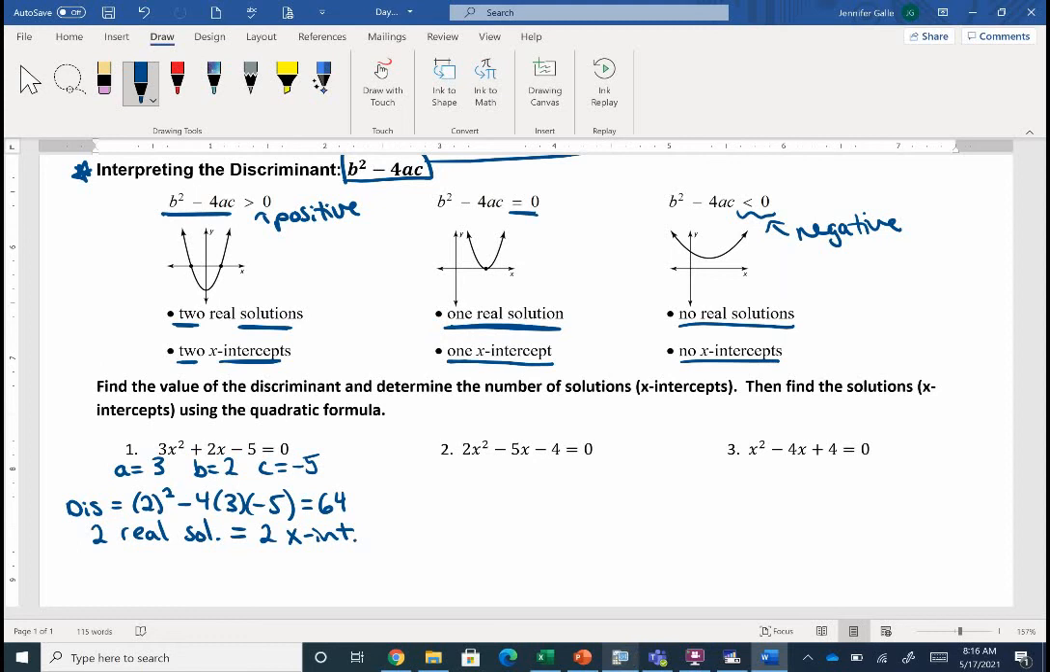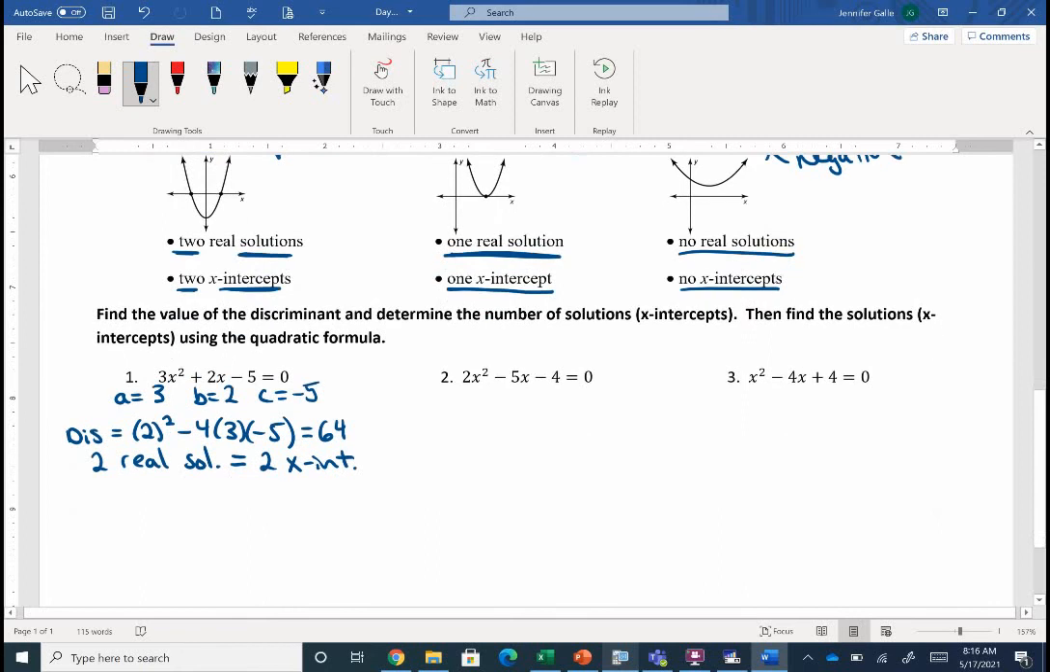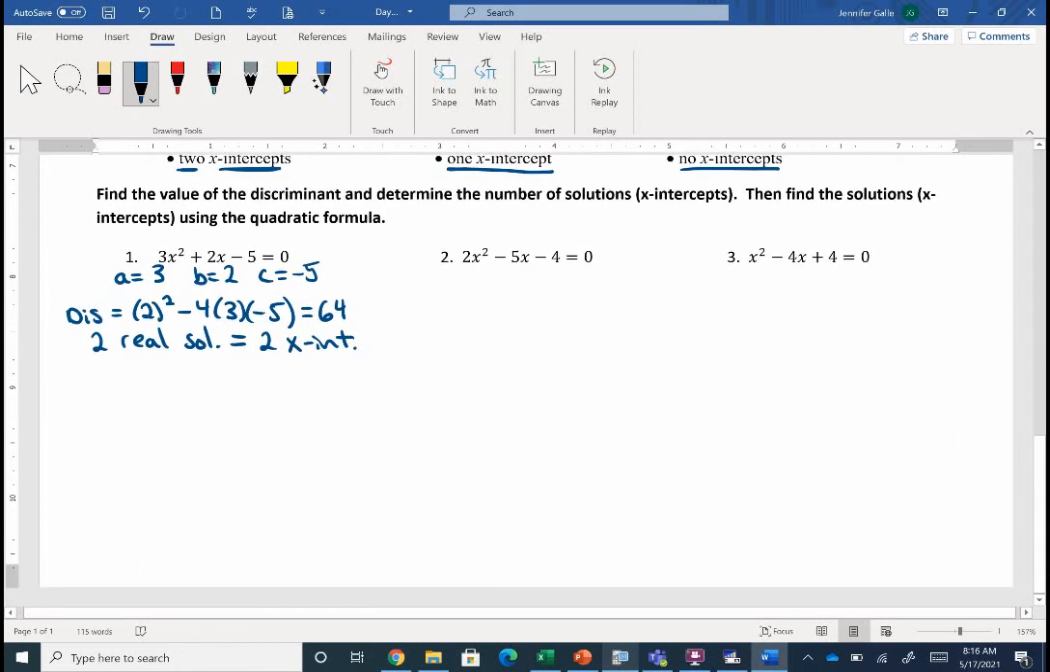So now you might be thinking, okay, Miss Guy, that's extra work because now I have to find those solutions. It's not extra work though, guys, because that's part of our formula. That's just the piece that's underneath that square root. So now what we need to do, since we know, hey, we've got 2 solutions, aka 2 x-intercepts, now we have to use the full formula and find them.